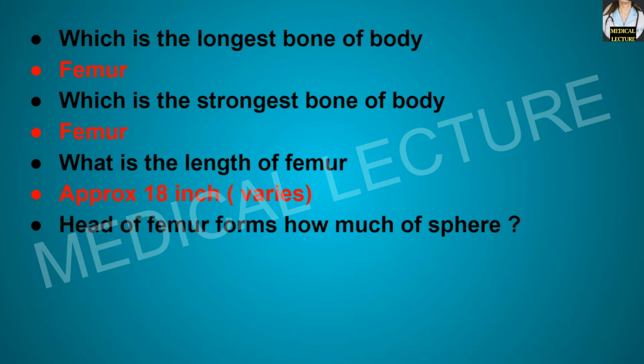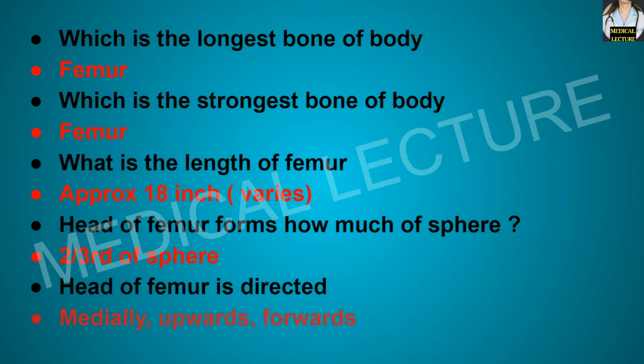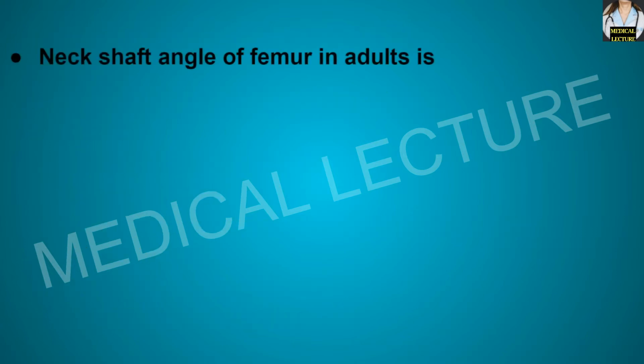Head of femur bone forms how much of the sphere? It forms 2/3 of the sphere. The head of femur is directed medially, upward and forward. The neck shaft angle of the femur in adults is around 125 degrees.